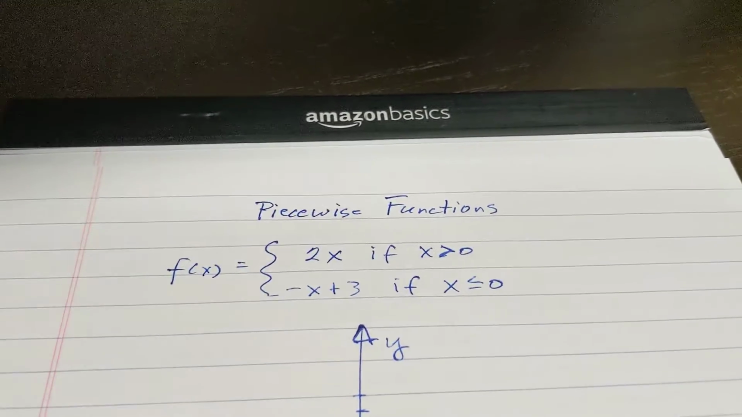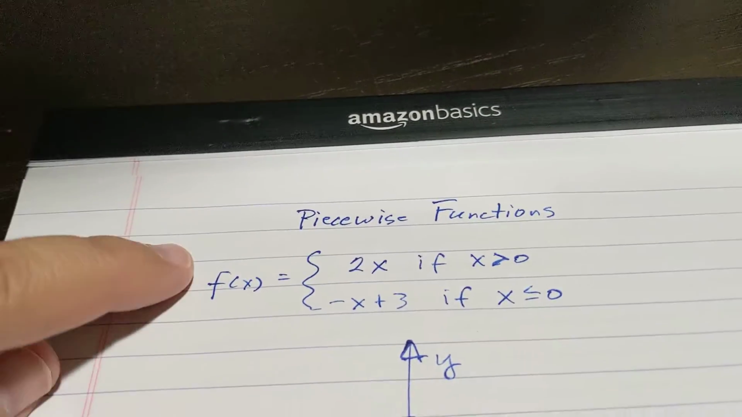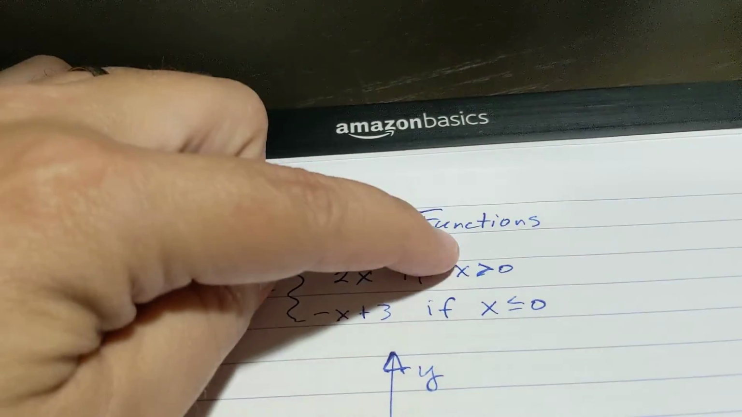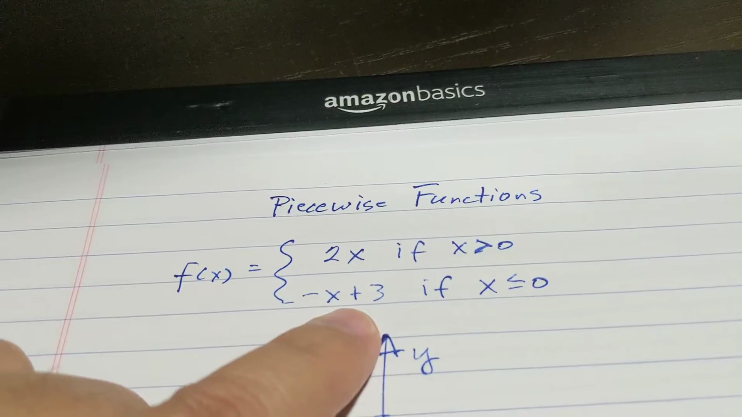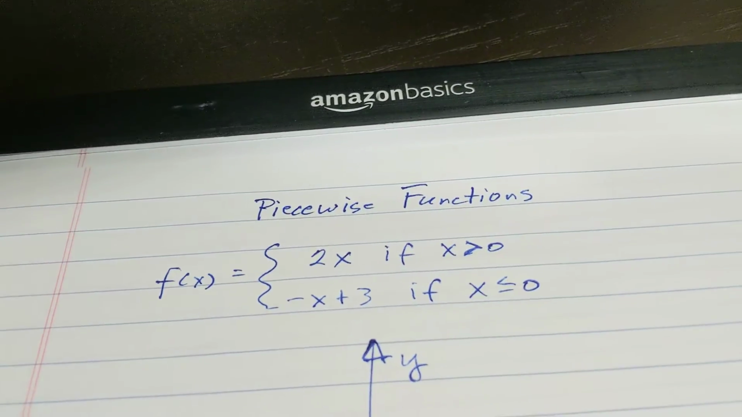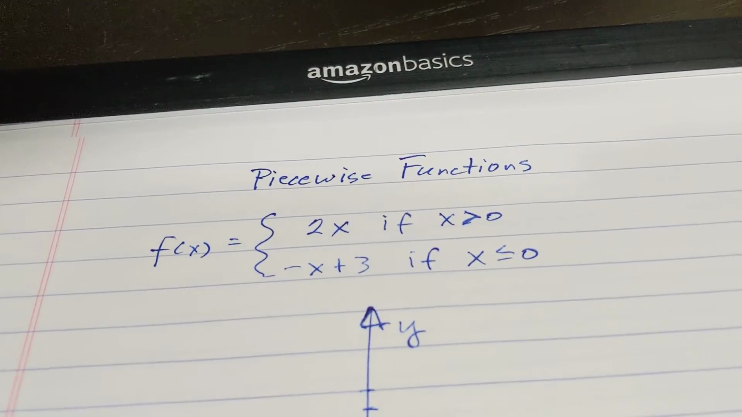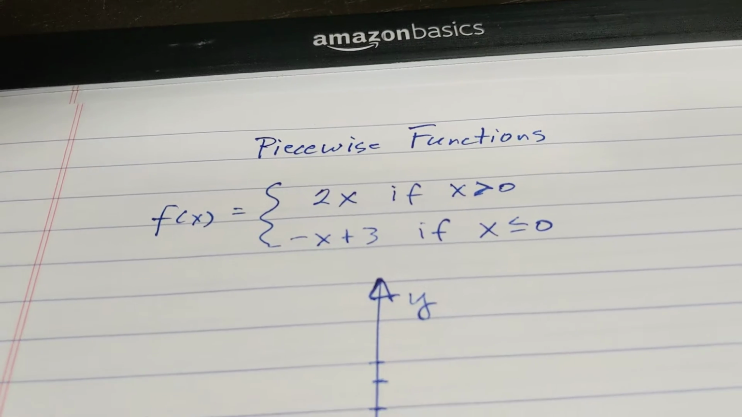Let's talk about graphing piecewise functions. So we have f of x equals 2x if these conditions are true, but then f of x equals this if those conditions are true. So it's kind of like graphing two graphs depending on the conditions.